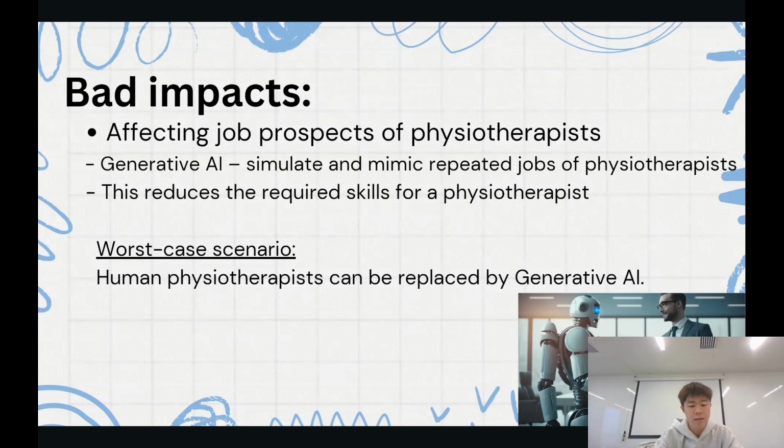In a worst-case scenario, if GenAI is able to mimic most of the jobs of a physiotherapist and even takes the pivotal role in analyzing the disease, some human physiotherapists with less professional knowledge can simply be replaced by GenAI and its models. This leads to a reduction in manpower but a higher reliance on AI.